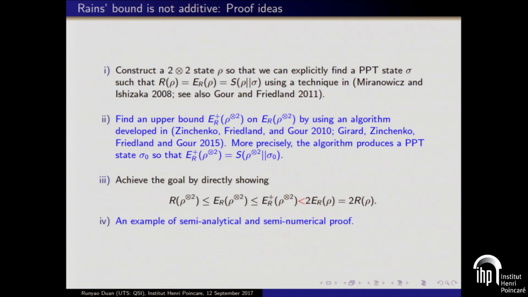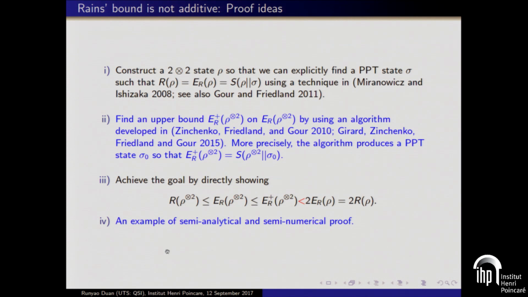This is the algorithm developed in this people's paper. The algorithm had a minor problem, and it was fixed in this paper. So we're lucky, right? This is why I said two papers. And then what we do is we can run the algorithm, and then we can produce a PPT state sigma 0, such that this upper bound is exactly equal to this, and this is definitely an upper bound, right? Because here we only choose a very specific state. And then we can achieve our goal just to show this chain of equalities. That is something very straightforward.